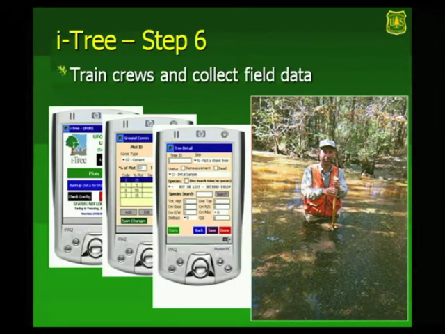Slide at the right shows Mickey Merritt actually in Texas. Where the plot falls, the plot falls. You have to go collect the data there. You're not allowed to move plots around because otherwise you'll end up with a biased sample.